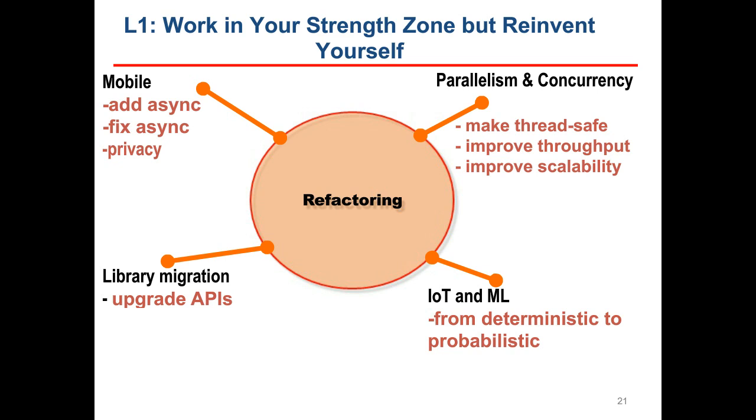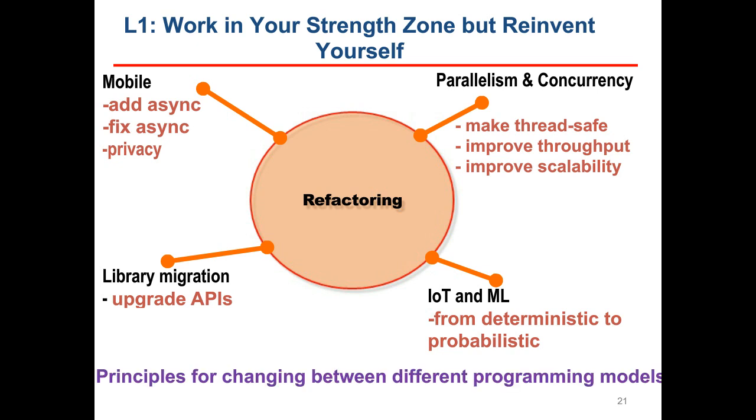And I decided to stay and work in my core competency area, which was principles for refactoring programs between significantly different programming models, like going from sequential to parallel, going from synchronous to asynchronous, from shared memory to distributed memory. And at the same time, I kept an eye open on the big changes that were happening in the field of computing. I'm reinventing myself roughly every 5 years. I go into a new big area, but I stay in my strength zone in what I'm good at. And going into a new area helps me to stay fresh, to keep learning, and to keep improving.